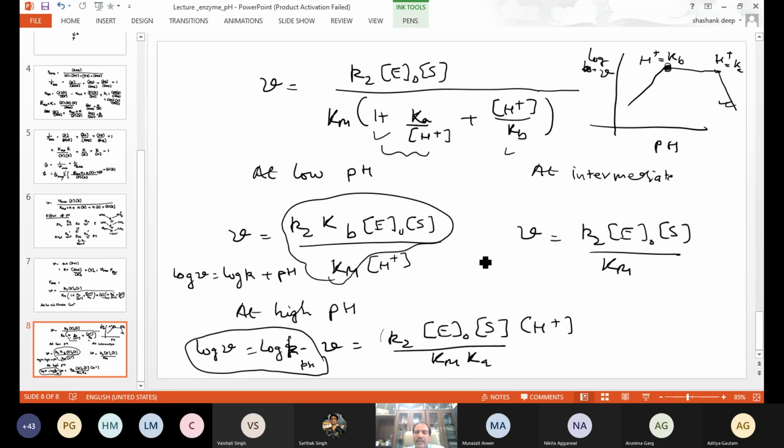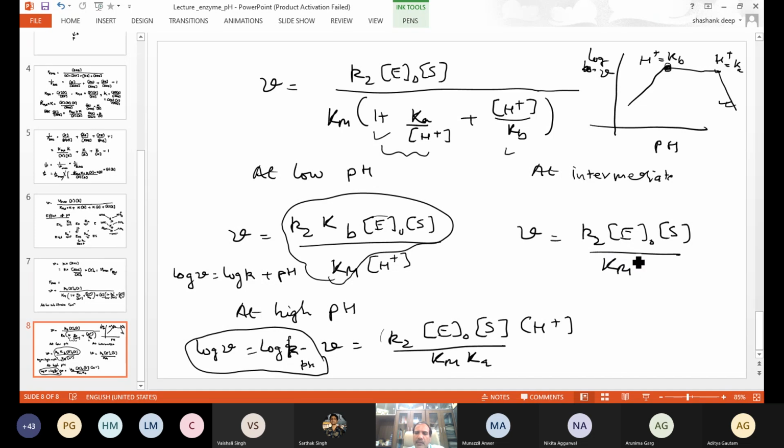Okay. At intermediate pH, what will happen? These two you can neglect, and what you are left with is only one. In that case, V is equal to K2 E naught into S by Km. Now I can also get this point just by equating these two. If I equate these two, K2 Kb E naught into S by Km H plus is equal to K2 E naught into S by Km.